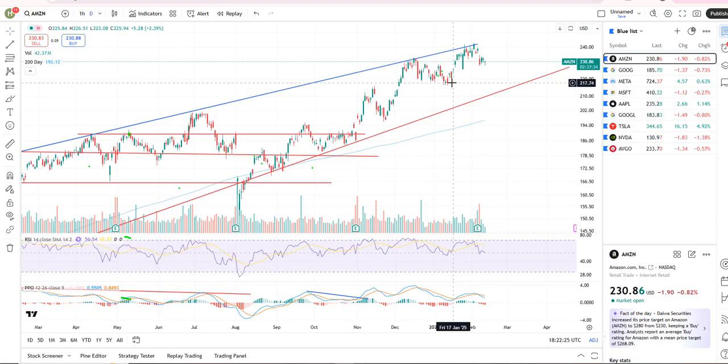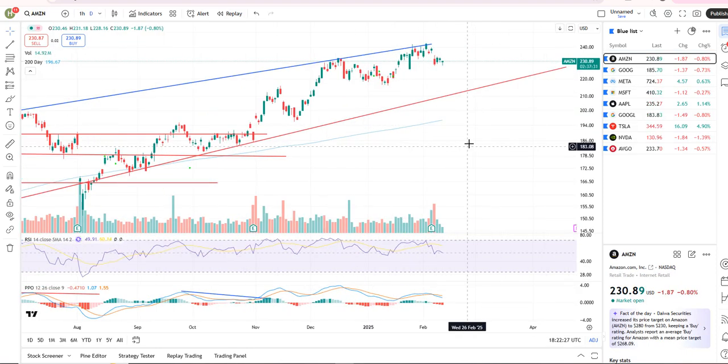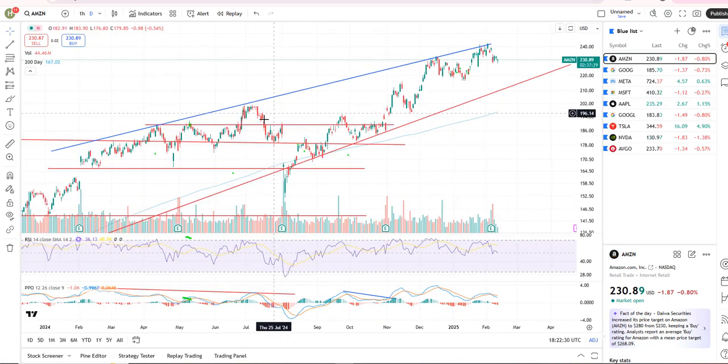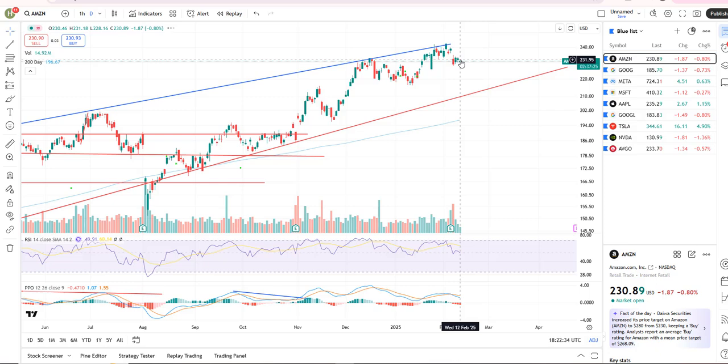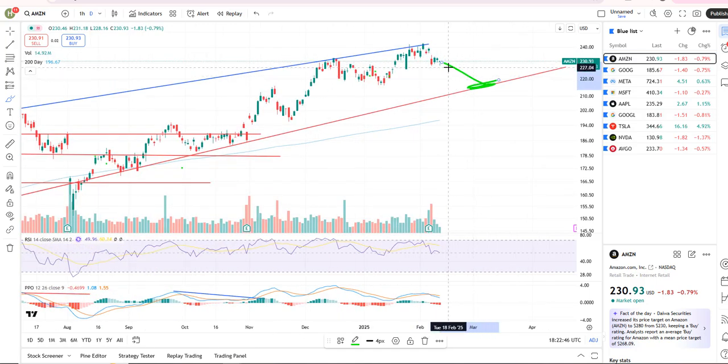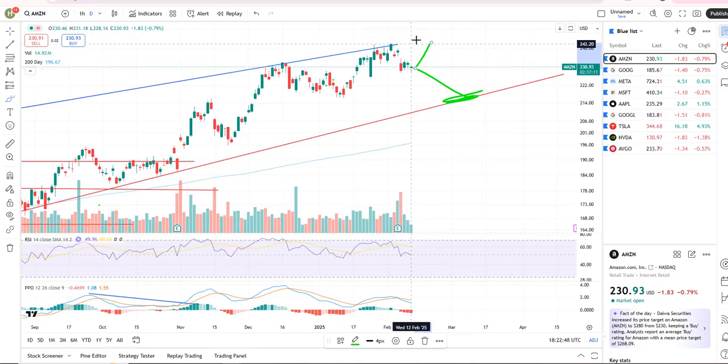And Amazon is basically in the middle of the range. You've got this channel here, and you're just in the middle. So that's no man's land. You're not at support or resistance, so it's a no trade. I would assume if the market's going to come down, it's going to come down to the support of the channel, but it could bounce up. Again, no trade there. It's just 50-50 on that one.